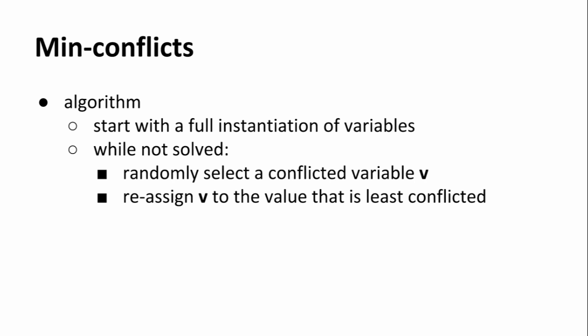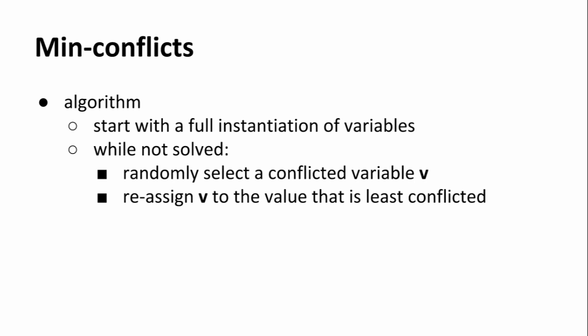Alright, so min conflicts is a type of iterative improvement algorithm which goes like this. Initially, we're going to start with a full instantiation of variables. That means every variable is going to be assigned some value, even if some of the constraints aren't satisfied. And then while the problem isn't solved, so while some constraints aren't satisfied, we're going to randomly select a conflicted variable, and then we're going to reassign that variable to a value in its domain that's least conflicted. And of course, keeping in mind that this could mean that the value for v doesn't actually change, for example, in the case where v is already assigned to its value that's least conflicted.